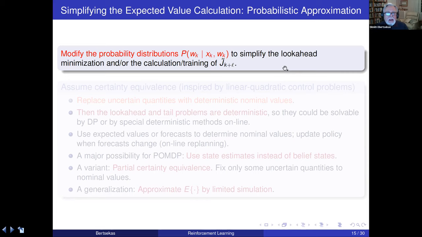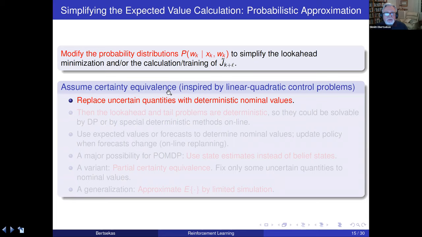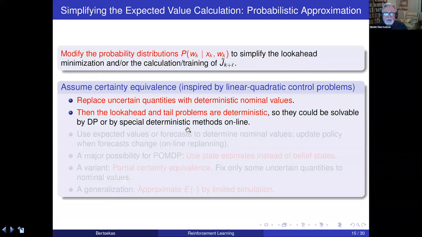And one major simplification of probability distributions, which is inspired by the linear quadratic control problems, is to assume certainty equivalence: replace uncertain quantities with deterministic nominal values. Then the look-ahead problem and the tail, the computation of J tilde, is deterministic, so the tail problems could be solvable by dynamic programming or by special deterministic methods online. So once you replace these random quantities with deterministic values, the problem becomes deterministic. So deterministic methods come into play and make the computations simpler.